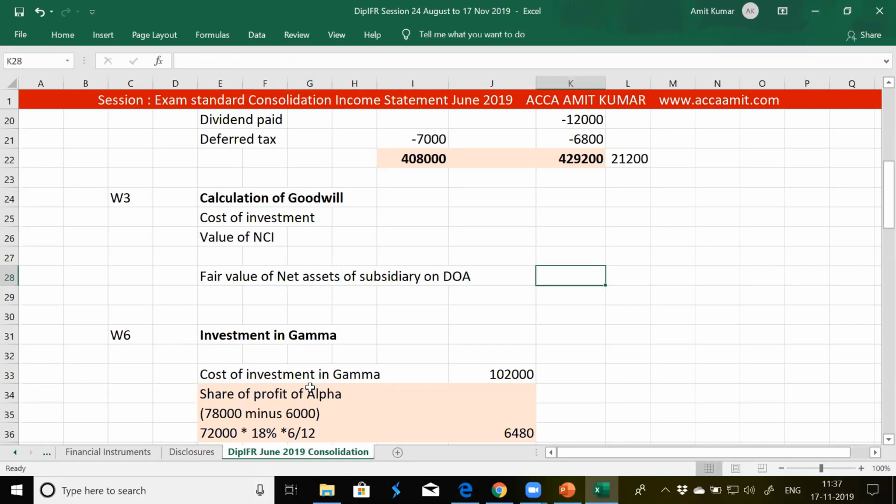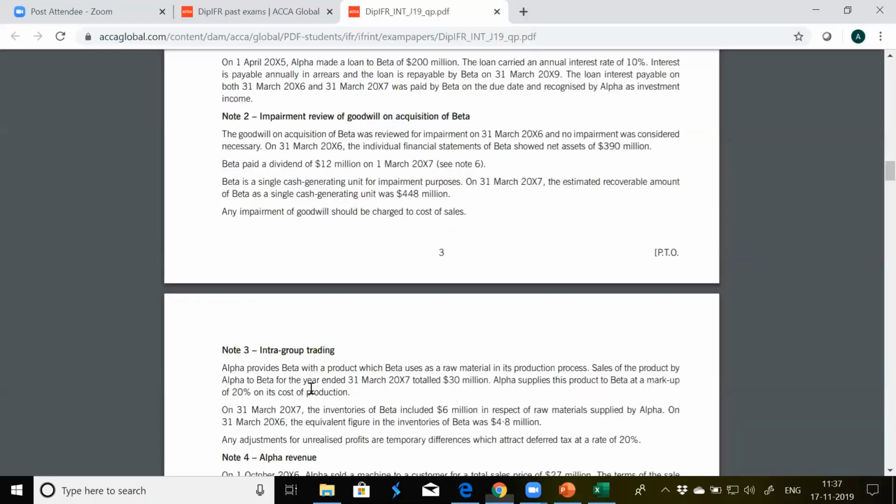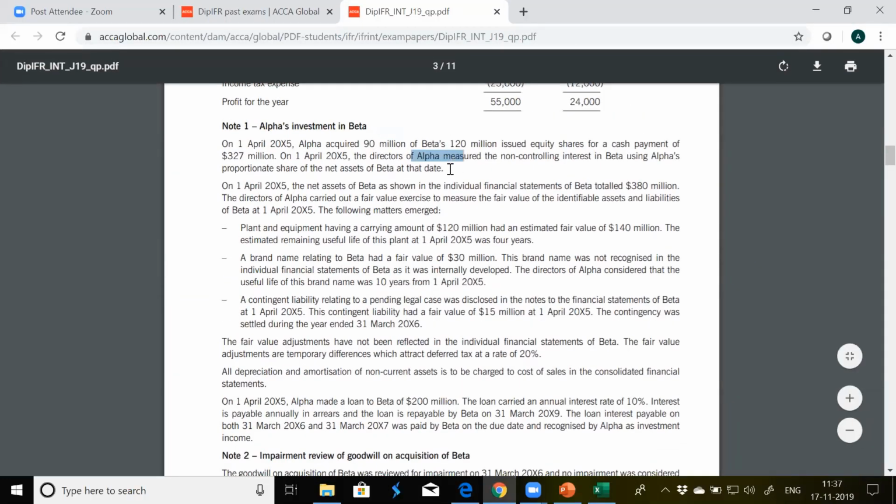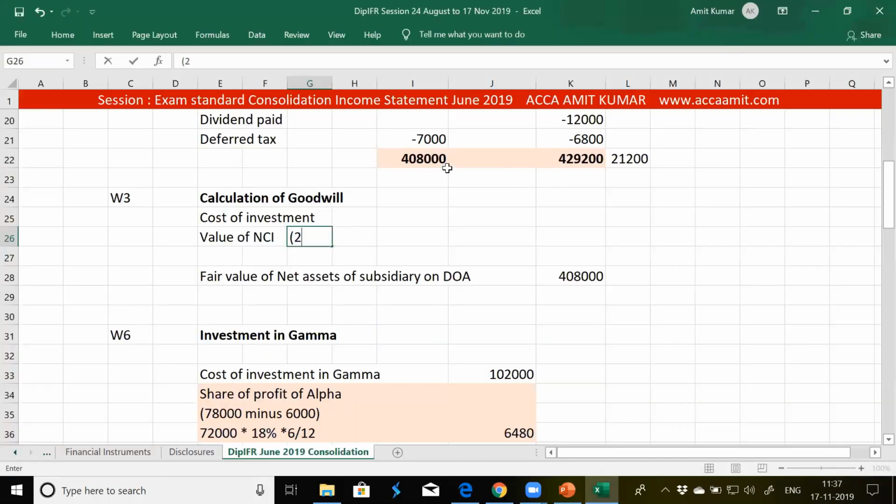Which we'll get from working note number 2. Value of NCI, a proportion of it. It says that NCI is measured on a proportionate basis. So a proportion of this belongs to NCI. That is 25% of 408,000 belongs to NCI. 102,000 is the value of NCI.